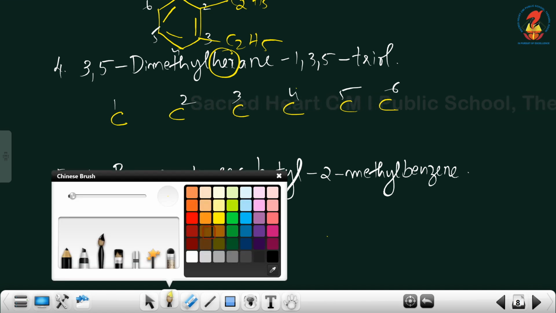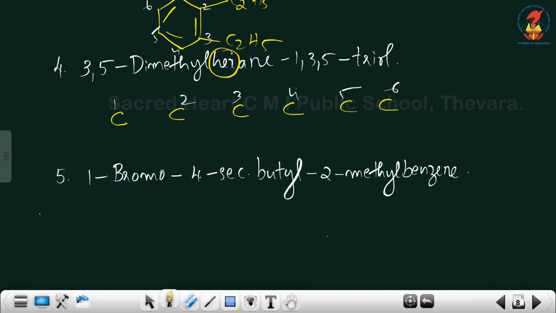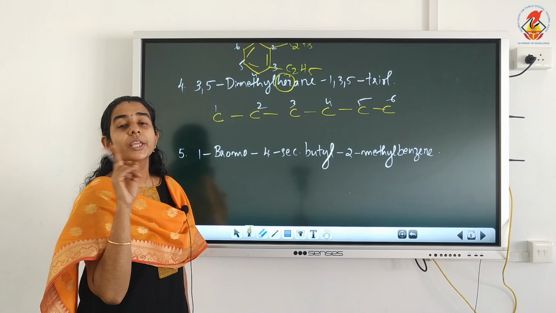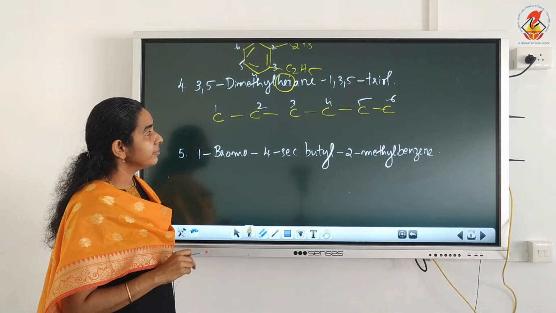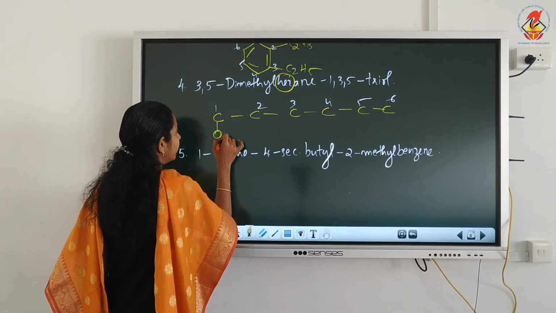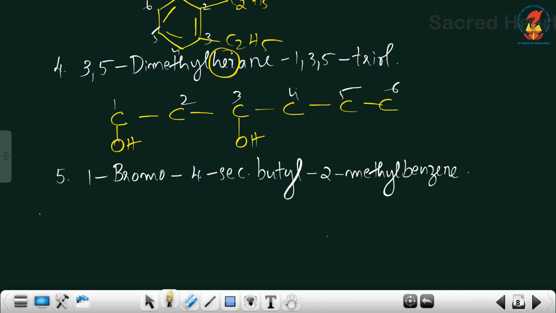Now write the suffixes first. Hexane. Hexane means all the 6 carbon atoms are singly bonded. Now 1,3,5 secondary suffixes. 1,3,5-triol. Triol means 3 OH groups. On which carbon atoms? 1, 3 and 5. So on the first carbon there is 1 OH. On the third carbon there is 1 OH. On the fifth carbon also there is 1 OH. So suffixes over, prefixes.